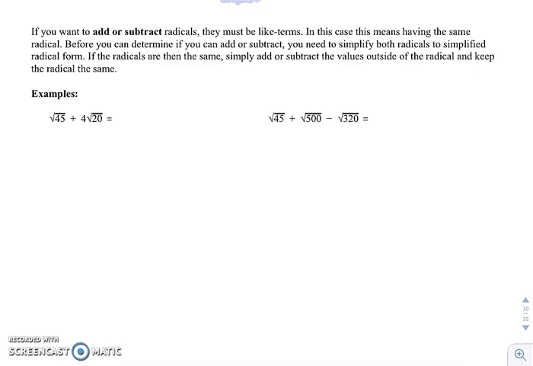So when we are adding and subtracting radicals, they have to be like terms in order for you to be able to combine them, to add them, to subtract them, whatever it might be. For radicals, this means having the same radical, the same index, the same number under the root. It has to be exactly the same. If they aren't the same, then you have to simplify each individual one in the expression and then add or subtract them together. So you'll add or subtract the outside values, but keep the radical the same.